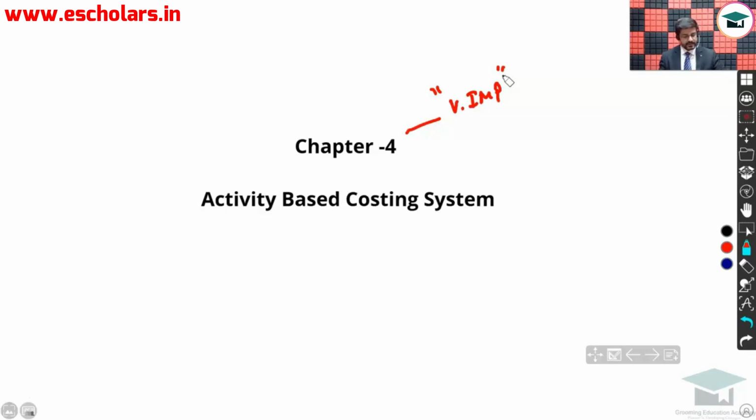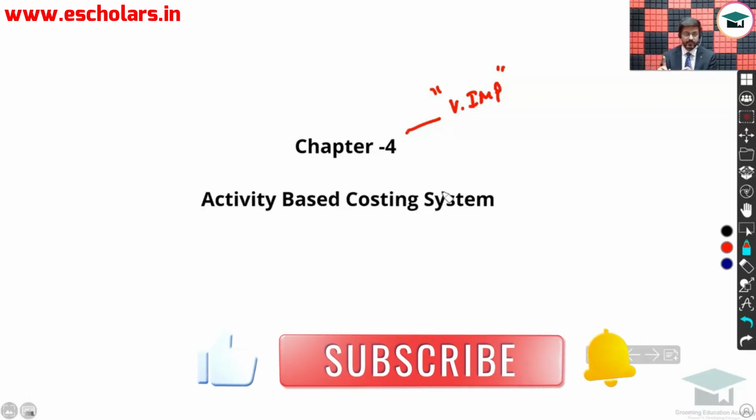Second thing, this chapter, activity based costing system, the concept which you are going to learn in this chapter, is not a difficult concept. It's just a little lengthy concept. I hope you are getting my point. The concept of activity based costing system is a bit lengthy. However, it's not difficult.